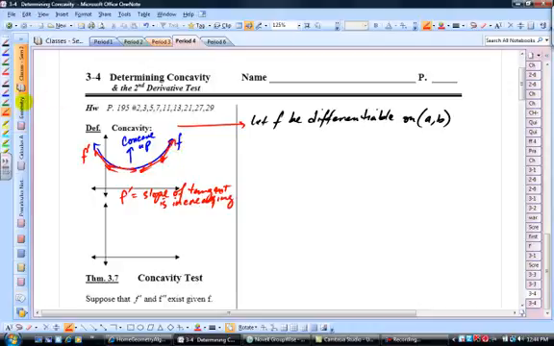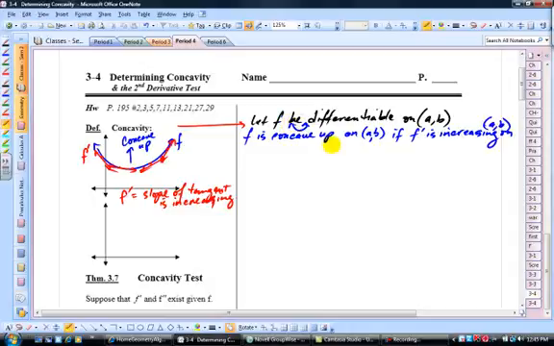So when we define concavity, we simply say that f is concave up on the open interval from a to b if f prime is increasing on that specific interval. Now when I draw a picture of concave up, I draw it like this in general. Okay, concave up.